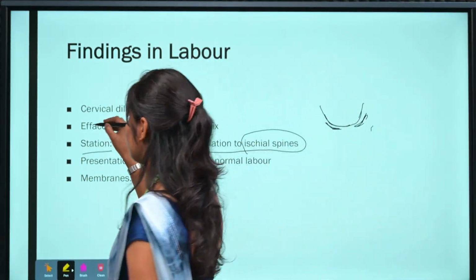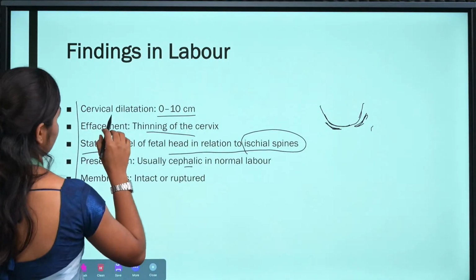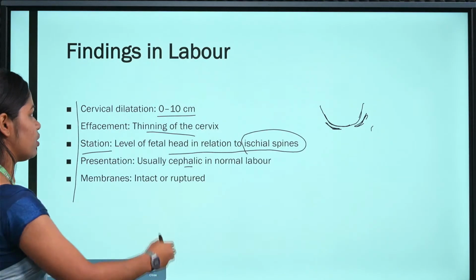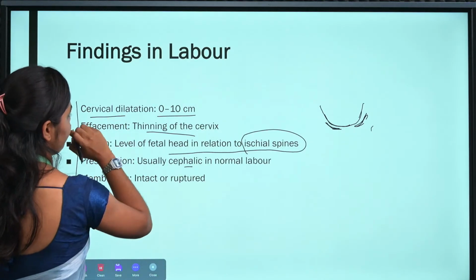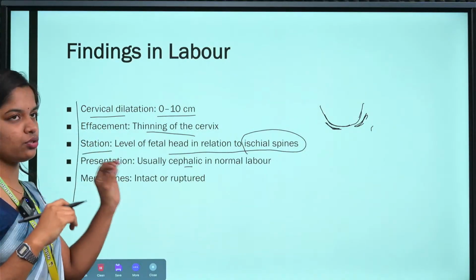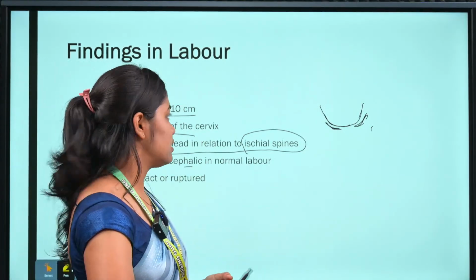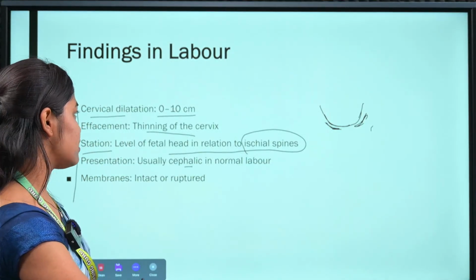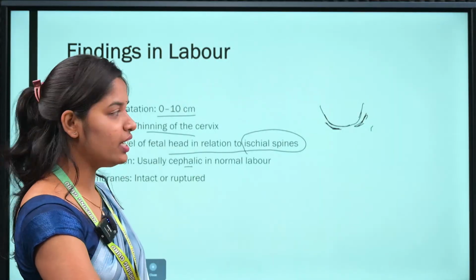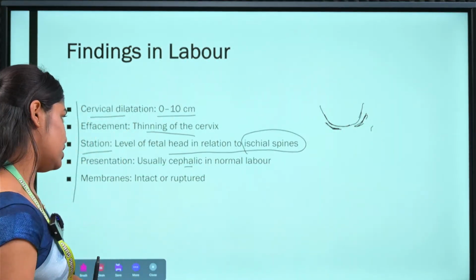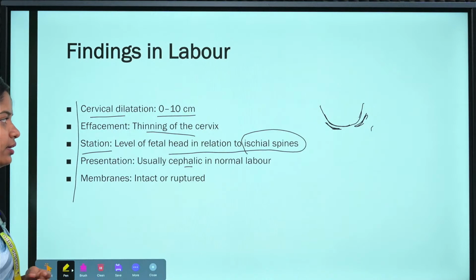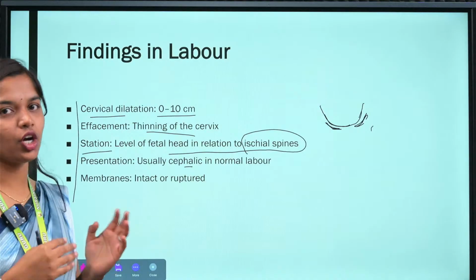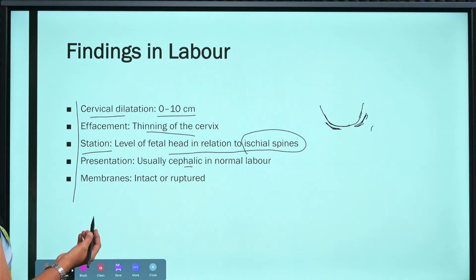To identify the findings in the labor through the per-vaginal examination, I already said in the purposes: to identify the cervical dilatation from 0 to 10 centimeters, and also to assess the effacement of the cervix, to identify the station of the fetal head, then presentation, cephalic or any other malpresentation, and also to assess the membranes, whether intact or ruptured. This is regarding findings in the labor.